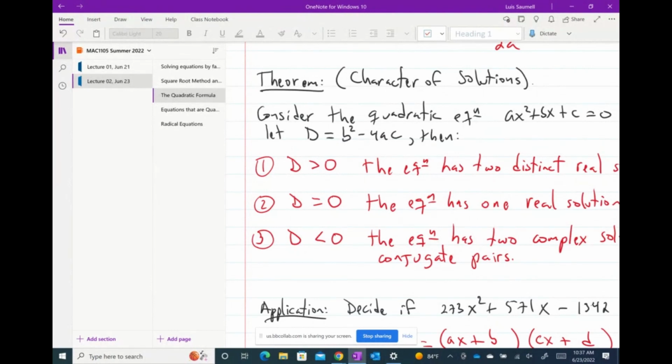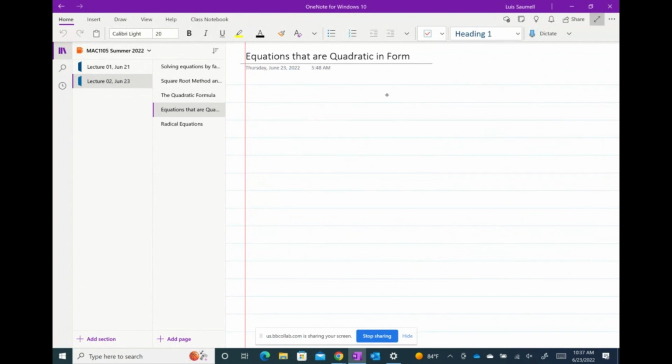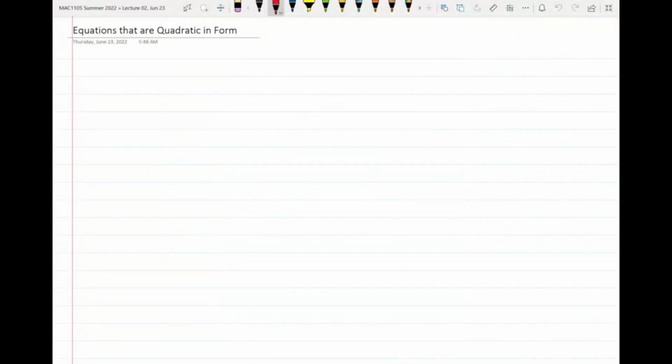So now let's talk about another type of equation. These are called equations that are quadratic in type. So what does this mean? An equation that's quadratic in type, or quadratic in form, is an equation that when you look at it doesn't look quadratic, but if you do a little transformation to it, it becomes a quadratic equation. Okay? So that's the type of equation that we want to deal with right now.